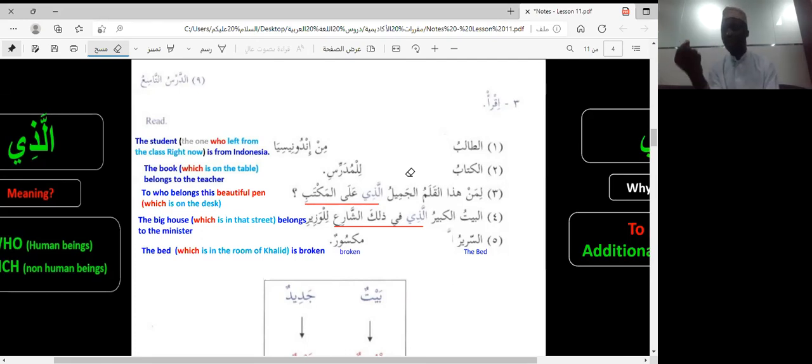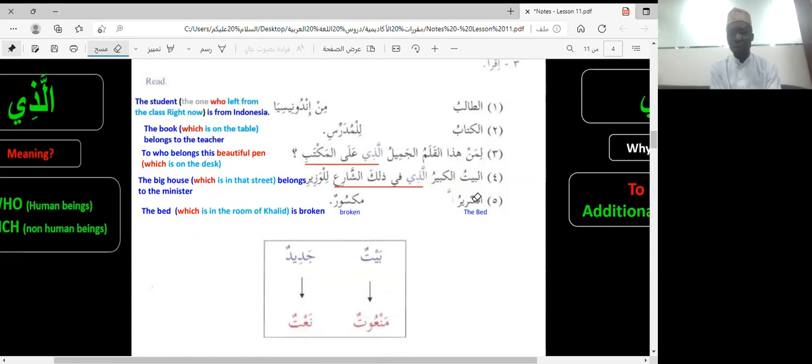هذه القلنسوة, this cap, صادق or صديق, belongs to Sadiq. That is it. So when you say liman hadha al-qalam al-jamil, to whom does this beautiful pen belong? Then you want to add additional information: alladhi ala al-maktabi, which is on the desk. So that is what we use alladhi for in Arabic.